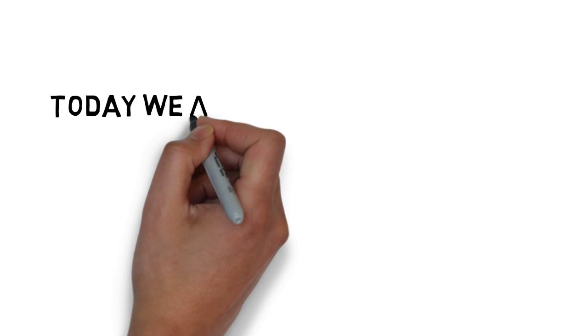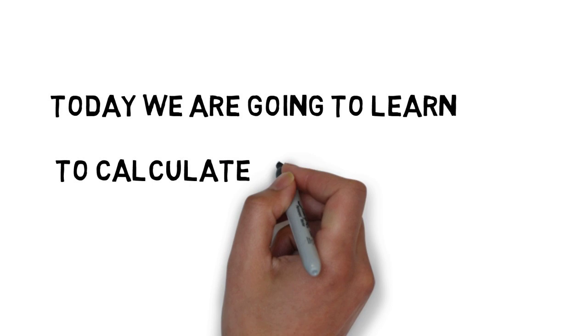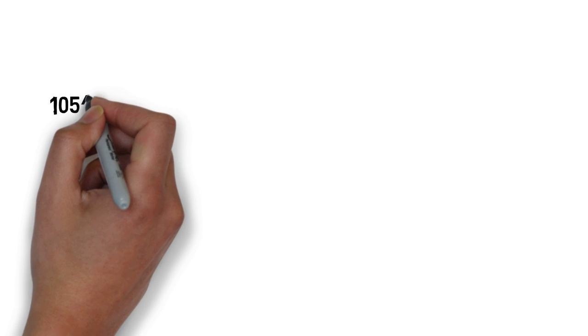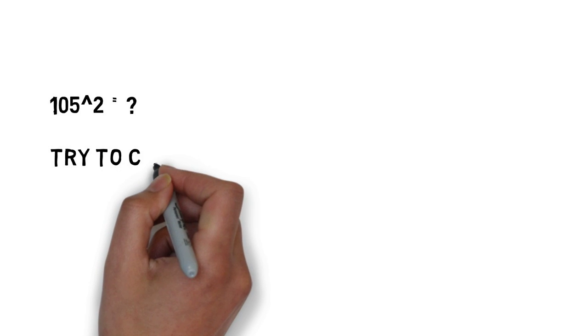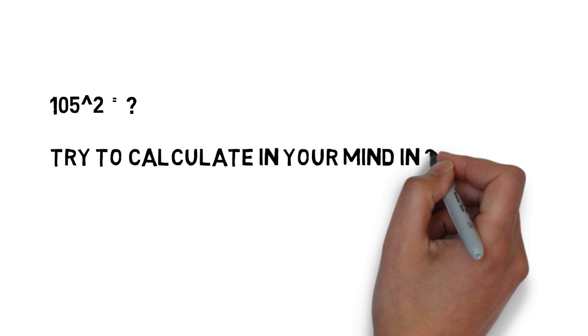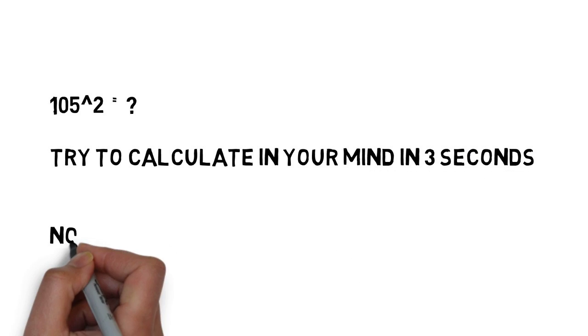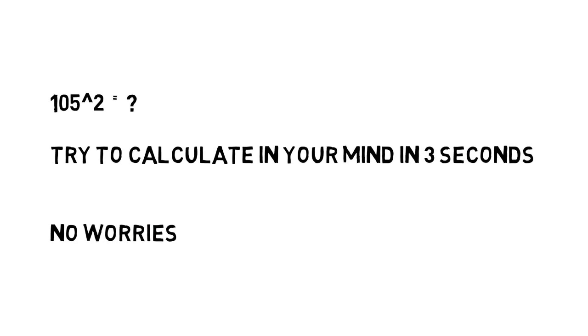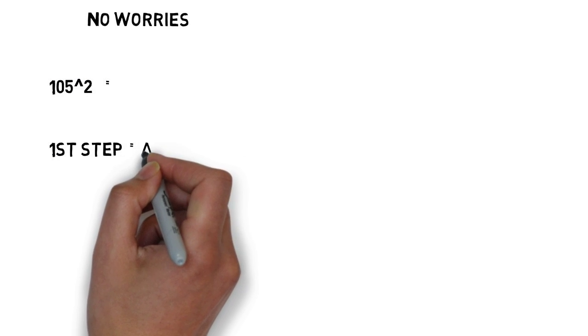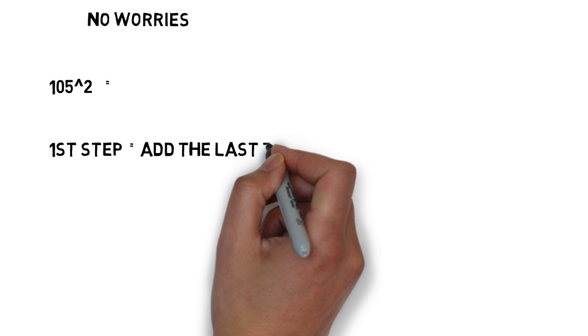Today we are going to learn to calculate the square of a number close to 100 in our mind. I give you 3 seconds to calculate the square of the number 105. 1, 2, 3. If you got the answer, that is 11025, it's okay. If not, don't worry. I'll be teaching you the trick in which you will be calculating the square of this number or numbers similar to this in your mind in 3 seconds.